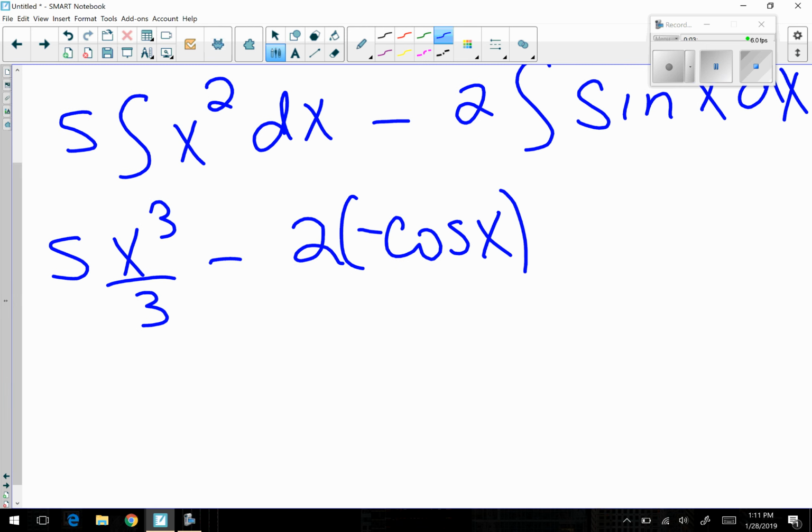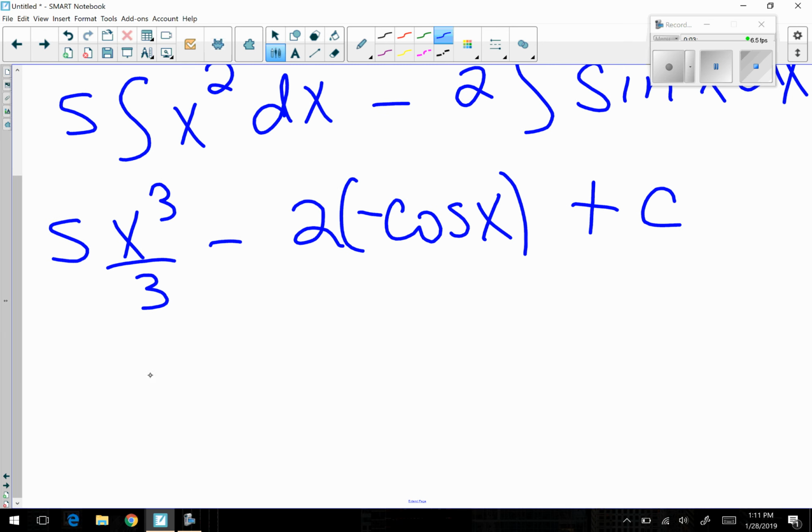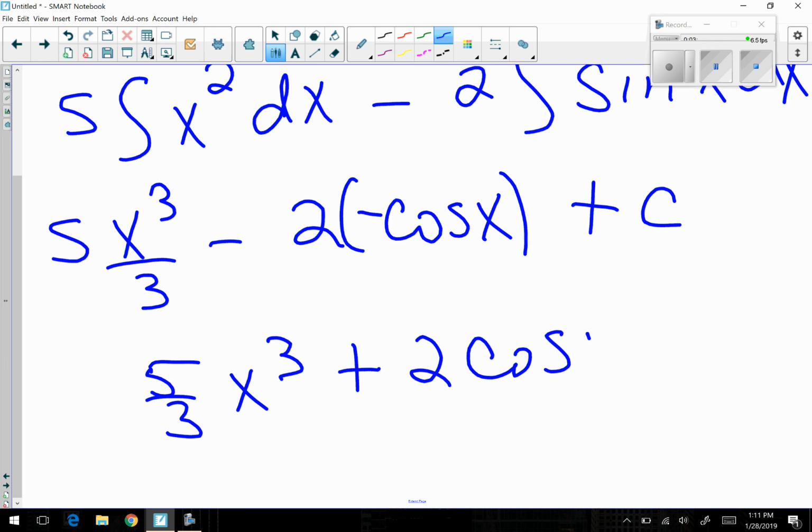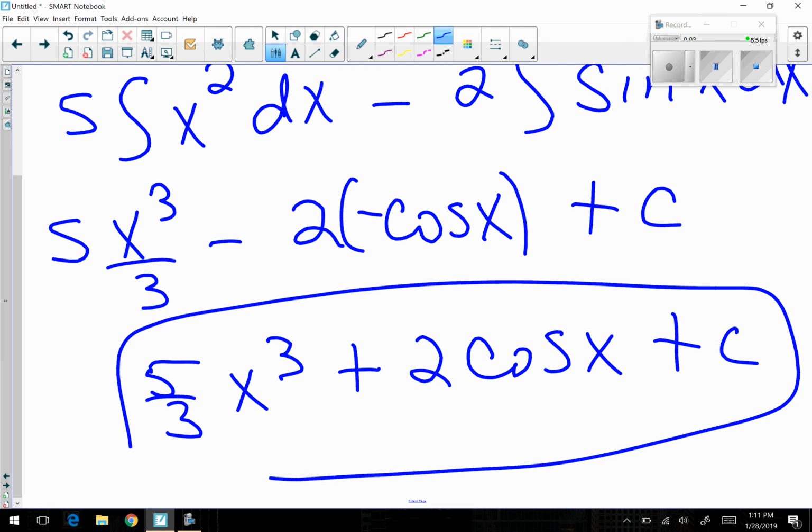And it's an indefinite integral, so I cannot forget my plus c. And so altogether, I have 5/3 x cubed. A negative and a negative give me positive 2 cosine x plus c. Final answer.